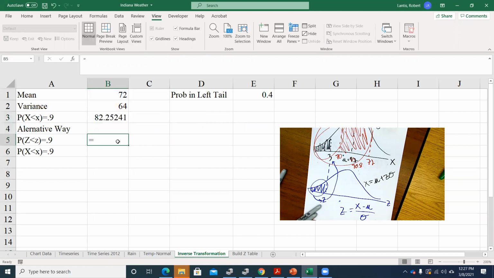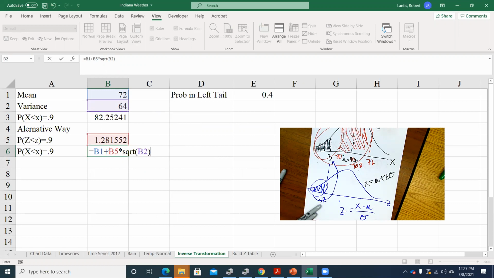If for whatever reason I wanted to see it, I can use norm.s.inv. That basically tells Excel I'm now working with a standard normal distribution, or z-scores. So I want you to tell me the z-score that gives me the area I want in the left tail, which we said was 0.9. So now I have that z-score. I could plug everything into this inverse transformation formula. So just take the mean plus that z-score multiplied by my standard deviation, the square root of my variance. This should return the same thing that the norm.inv function did.